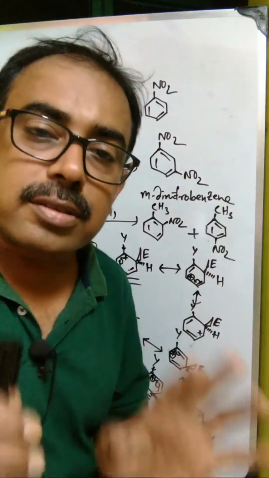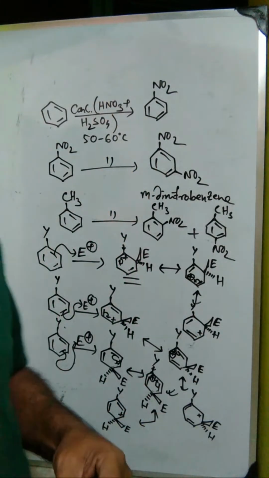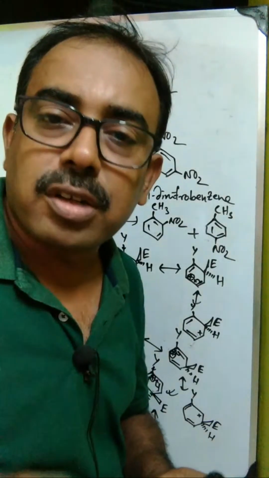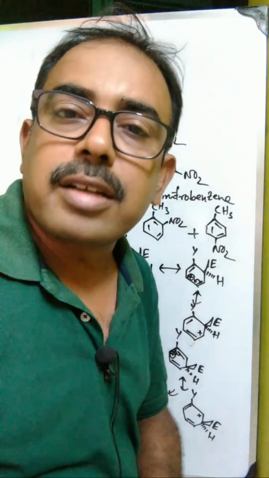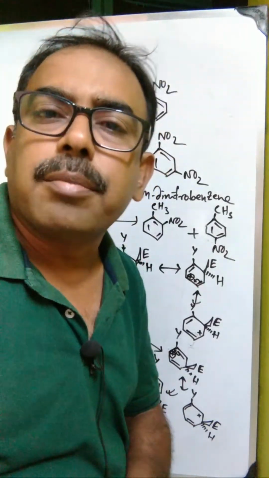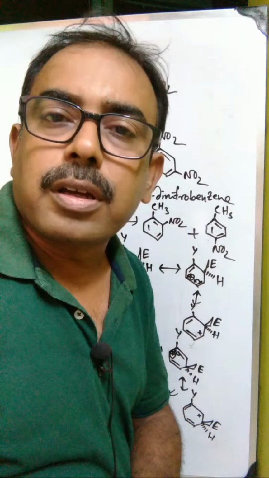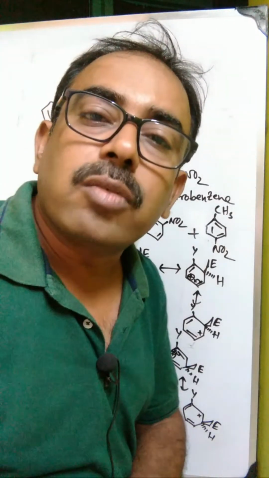Now there are some extra questions also. What happens in the nitration of phenol? That is, in phenol, if we give a mixture of concentrated nitric acid and sulfuric acid and maintain a temperature of 50 to 60 degrees centigrade, then what happens? Let's see.